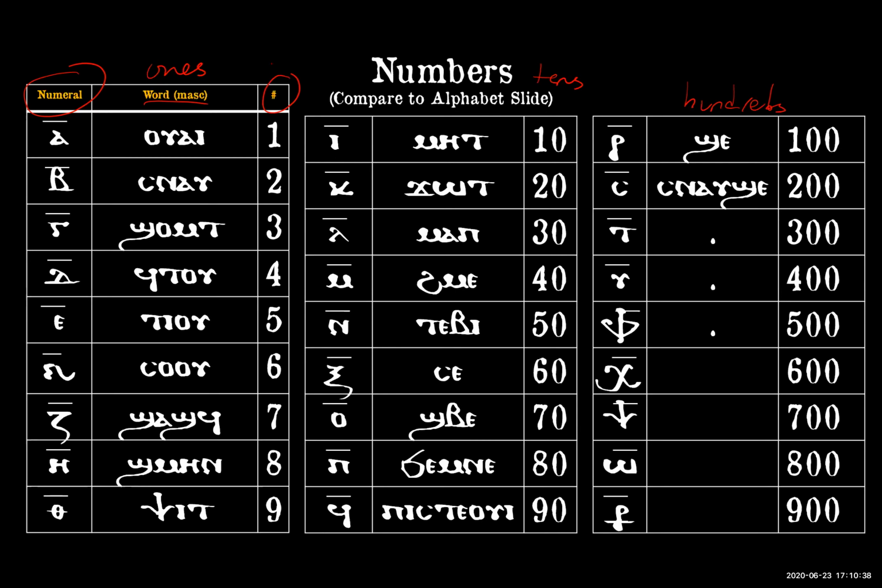So here we have 1, which is OY, 2, SNOV, 3, SHUMT, 4, FTOU, 5, ETOU or TOU, 6, SOU, 7, SHASHF, 8, SHMIN, 9, PSIT. Then 10 is MET. Now, how would you write 11? Well, you would write it by doing like this. You put the 2 letters down and you put a bar on top to cover both. So that would be 11 written out.